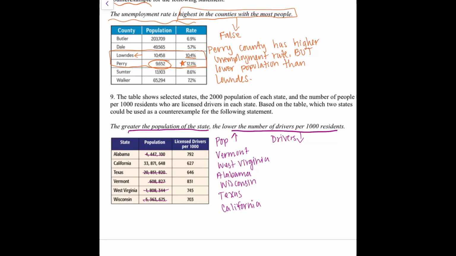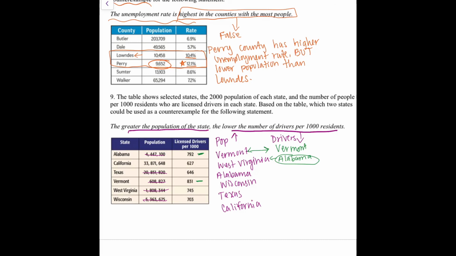So starting off with my highest number that I have here for my drivers, the highest number I have is Vermont. So these match. That is a true statement, so this would not be a counterexample. The next number down would be Alabama. And that doesn't match West Virginia. It crosses this way, actually. So that is going to be one of our counterexamples because it's not matching directly there.